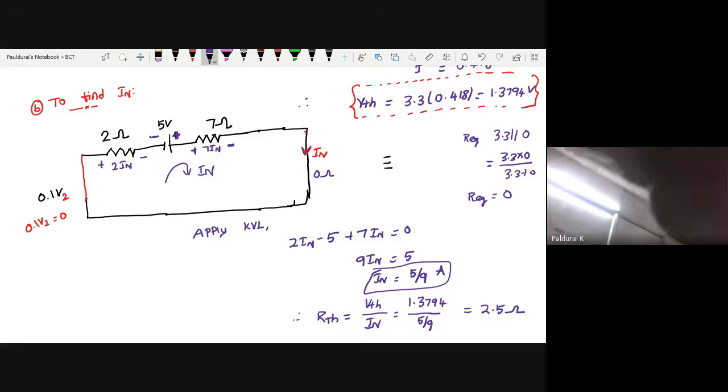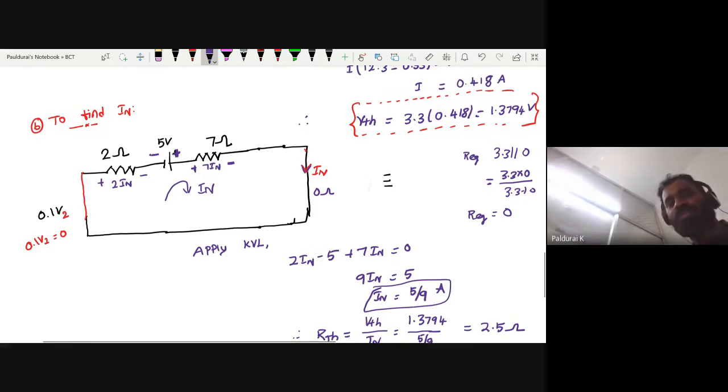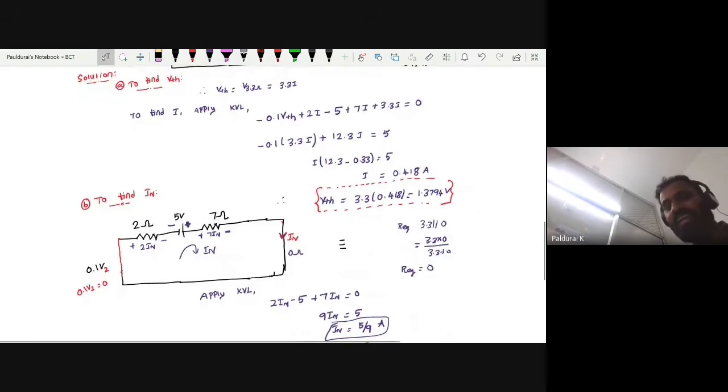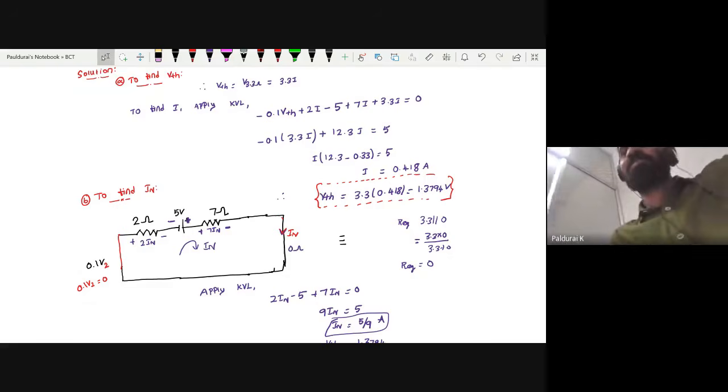Is it correct? Please verify. So 2.48 or this? Approximately 2.5, right? Can I take it like that? Okay. But is the answer correct? Or have I made any mistake? You guys please verify by yourself. I will give you time. Take 2 minutes. Go through and see whether I made any mistake in VTH or RTH or IN, and if so, what the mistake is. You guys please find it.